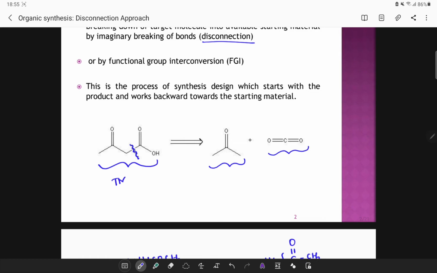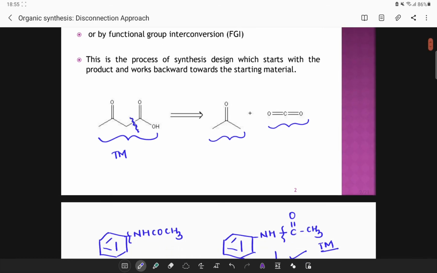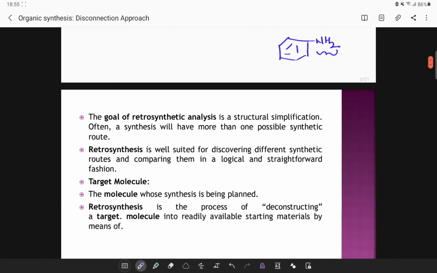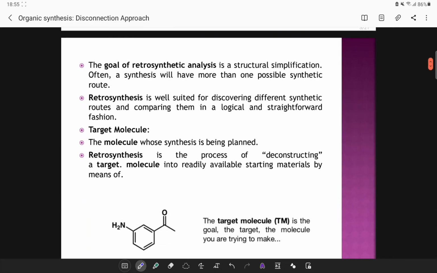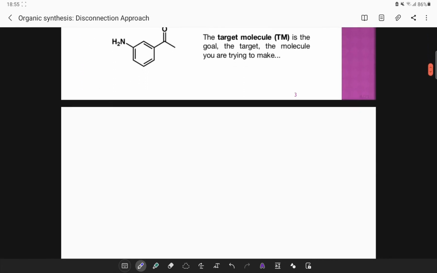We already know our target molecule, but we do not know the design of the synthesis. Hence what we do is, we break down the target molecule into more feasible reagent systems, and finally we design the given molecule. So this is a system called the disconnection approach. The goal of this retrosynthesis analysis is structure simplification. Often, a synthesis will have more than one possible synthetic route.